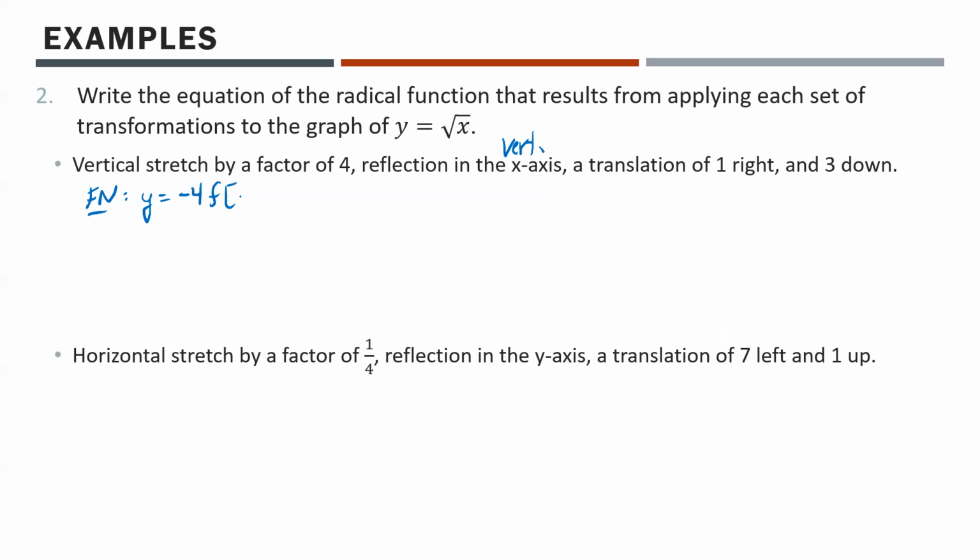Do we have a b value? I don't think we do. There's no word there about a horizontal stretch. So then I'll just do another bracket. x, we're going right 1. So it's x -1 and then 3 down. So then -3. So now that we have this in function notation, we can jump to equation notation.